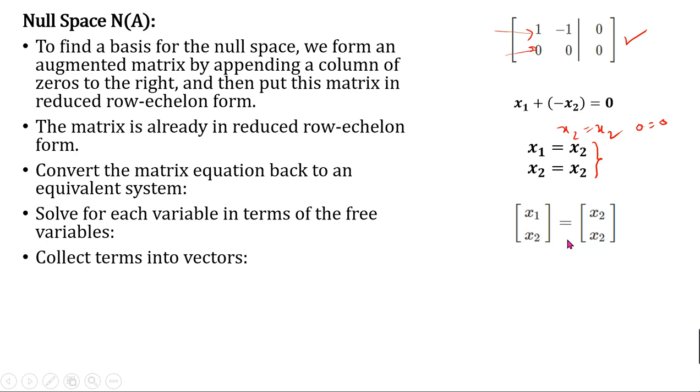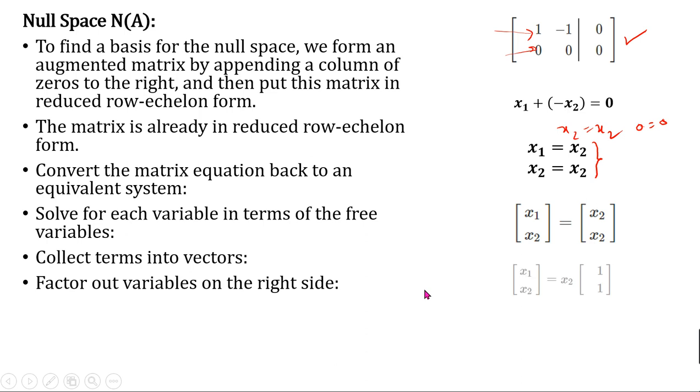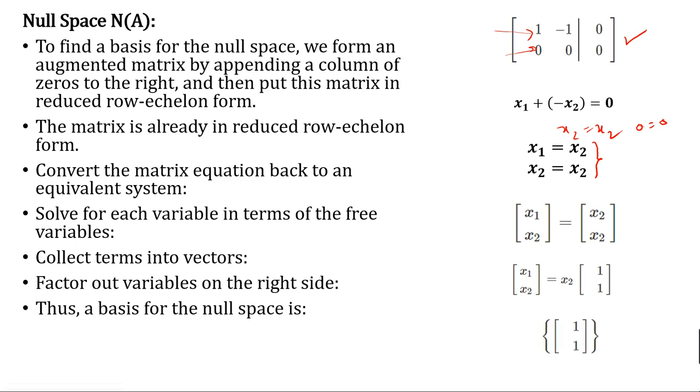Later, take the common factor from the right hand side. Factor out the variables on the right hand side. The vector (x1, x2) equals x2 times a vector, since x2 is common. So finally the basis for the null space is this vector, that is (1, 1). This is the answer here. For the given matrix, the basis for the null space is this one.